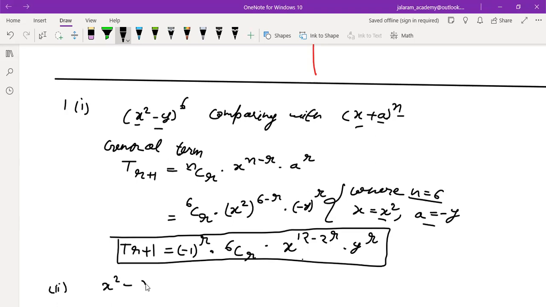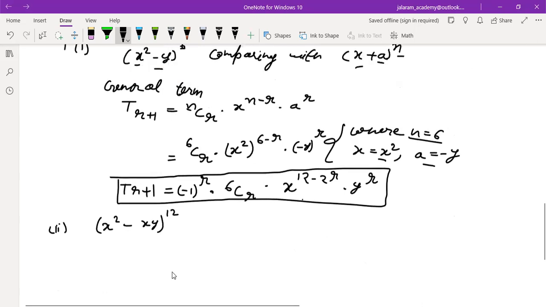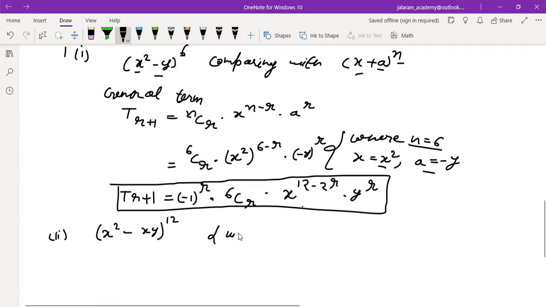x square minus xy whole to the power 12. Now, we do not have to expand it, but we have to write its general term. So write the general term in your notebook and then tell me.